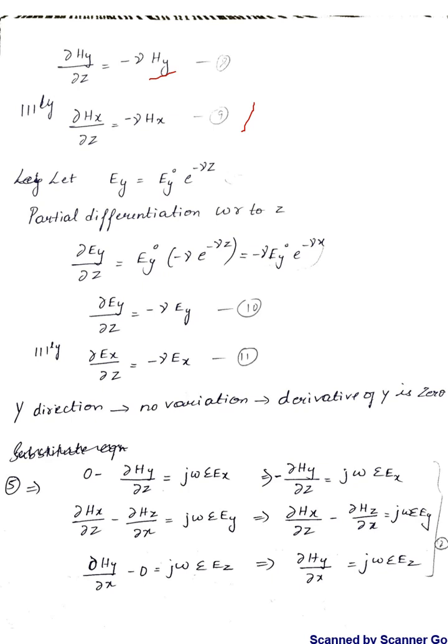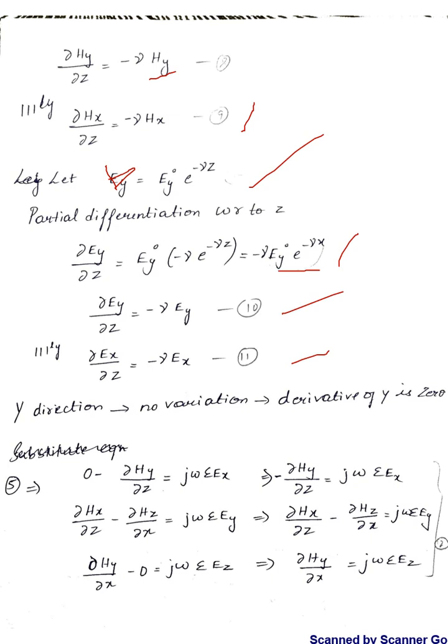Now we are going to find it for E. So Ey is equal to Ey naught e power minus gamma z. Now similarly you are going to partially differentiate with respect to z. So dou Ey by dou z is equal to Ey naught into minus gamma e power minus gamma z. Now you are going to multiply that inside, and Ey naught into e power minus gamma z, you have assumed it as Ey. So you are just going to substitute it as Ey, and after that you have found it for the y direction. Now similarly for the x direction, wherever you have y, just replace it by x.